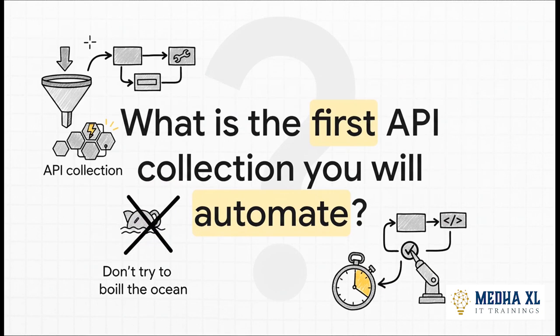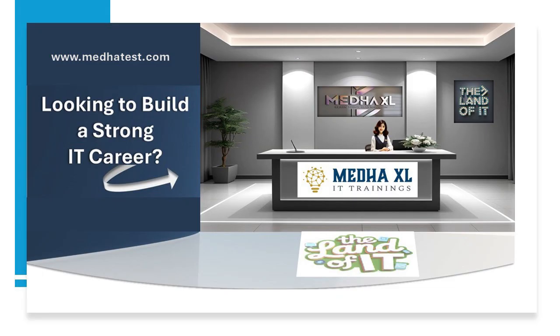The key to success here is to start small. Don't try to automate everything all at once. Just pick one critical user flow, one really important API collection, and start there. What's the very first test that you are going to automate and move into your pipeline?